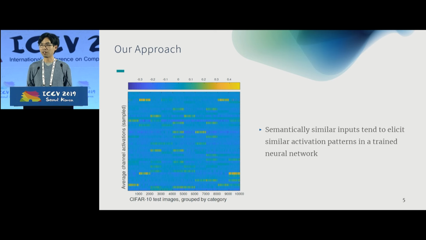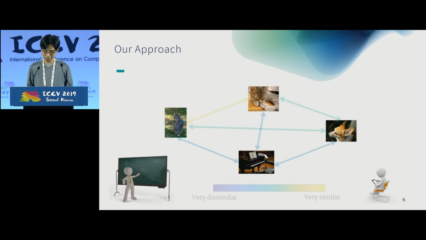Our idea is inspired by the observation that semantically similar inputs tend to elicit similar activation patterns in a trained neural network. So here, this visualization shows the channel-wise average activations sampled from the last convolutional layer of a wide ResNet on the CIFAR10 test images grouped by category. And what we see here is that activation patterns are largely consistent within the same class, for example, shown here in the red box, and they tend to be distinctive across different classes if we compare the red box to the purple box, for example.